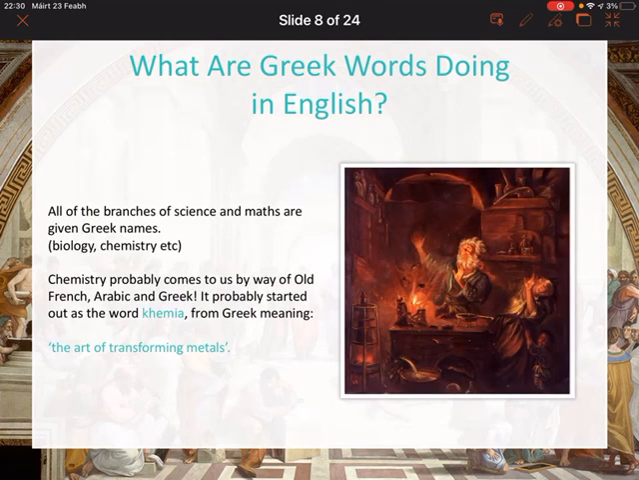So why are there so many Greek words in English? Well, all of the branches of science and maths are given Greek names like chemistry, biology, etc. Chemistry probably comes to us by way of Old French, Arabic, and Greek. So it started out as a word, chemia, from the Greek meaning the art of transforming metals. Okay, so that's the end of the first part of this talk.